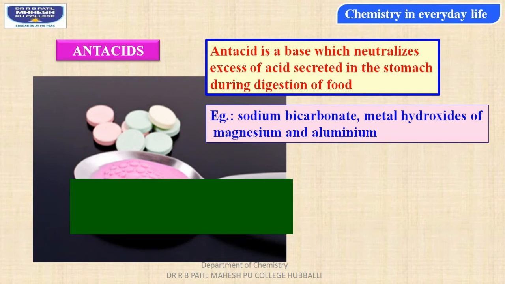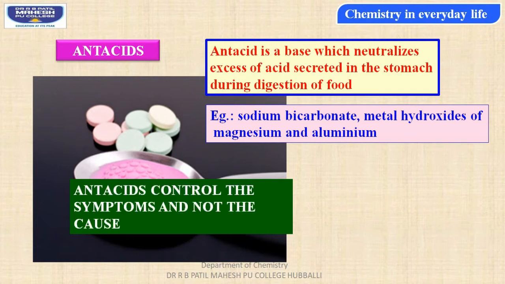So antacids control the symptoms and not the cause. That is, it is neutralizing the acidic pH of the stomach, but students, the cause for acidic pH is not cured by consumption of antacids.